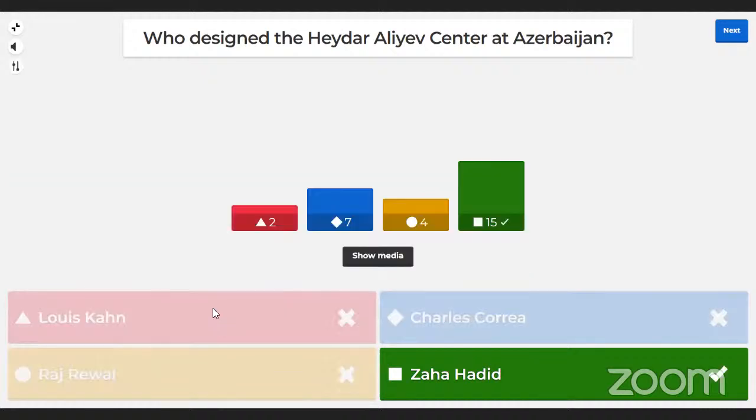All right, time's up. So the answer is Zaha Hadid. Here you can see that Zaha Hadid is highlighted with the tick mark, and all of the wrong options are faded out. Okay, so that's how the process is.